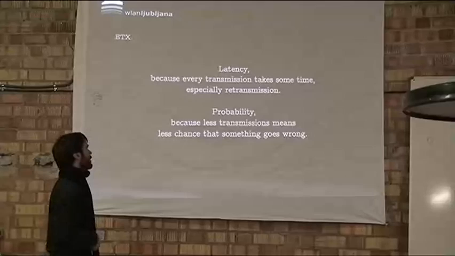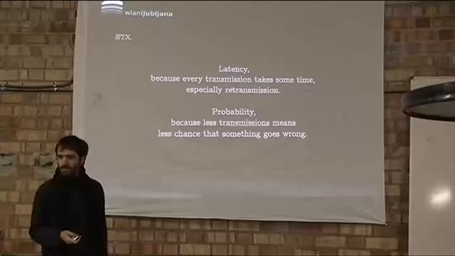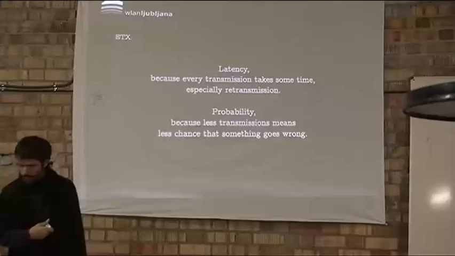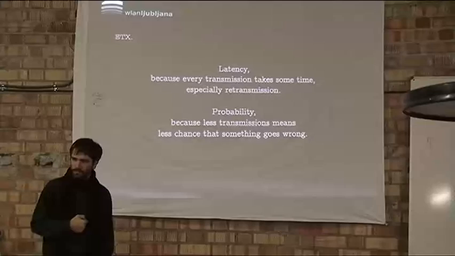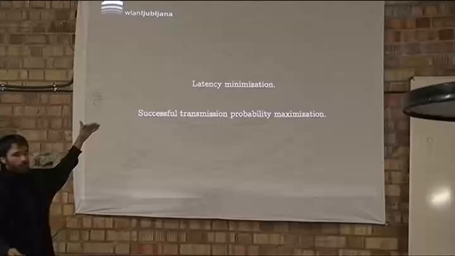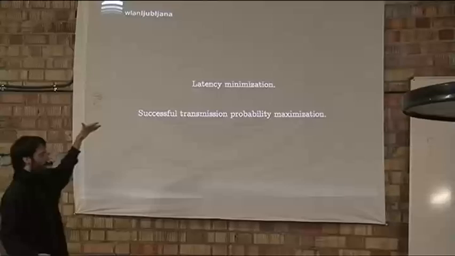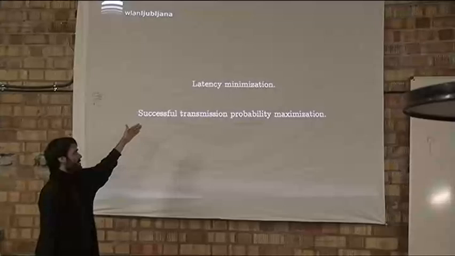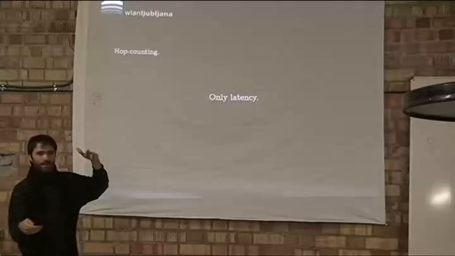But what happens when you have a very reliable Ethernet versus an unreliable wireless LAN? Presumably you want to take multiple hops over your fixed Ethernet. Those are two things you want to make better at the same time. So this is what you want: low latency and a high probability that the packet gets through. And now I'm saying what current metrics or routing protocols are doing.